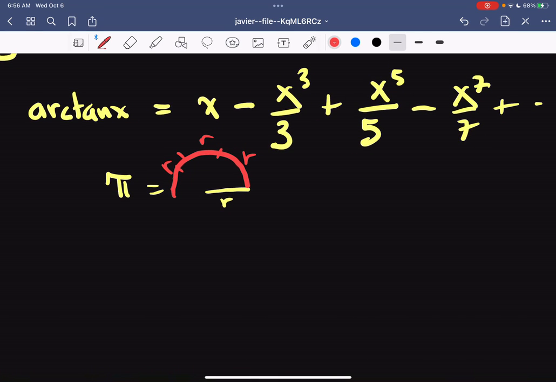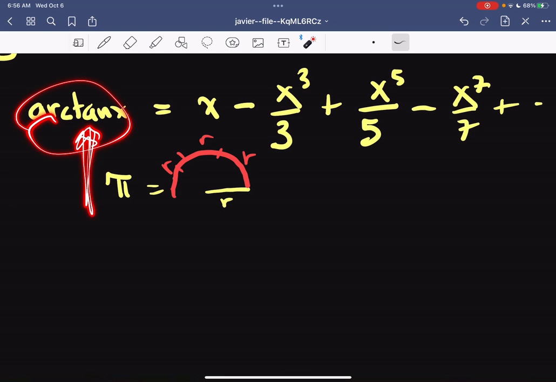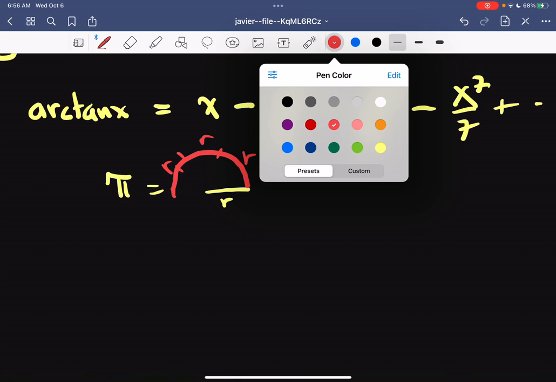Ready? On this equation right here, which is arctangent on the left and some crazy polynomial on the right, what would happen if I substitute x equals 1? Let's try that and see what happens.